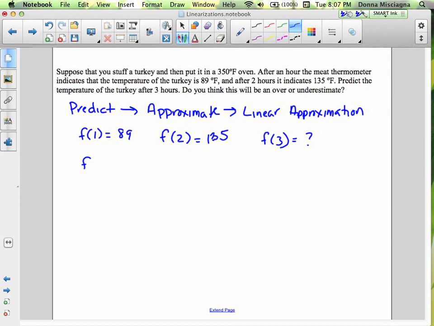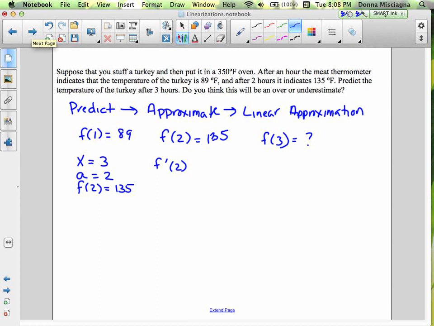We know that f of 2, I'll have to write it again. So f of 2 is as close as we have. So the x value that we want is 3. The one that we can work with is 2 because we have a value for that one. We know that f of 2 is 135, right? Now, we need to know what f prime of 2 is.